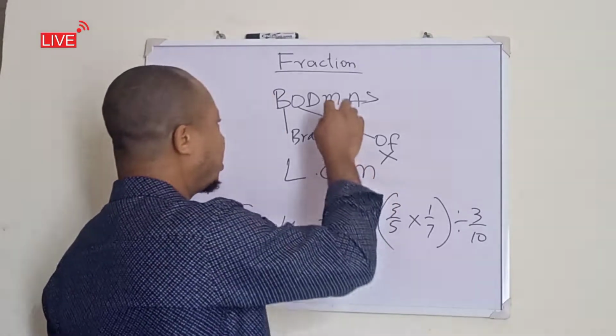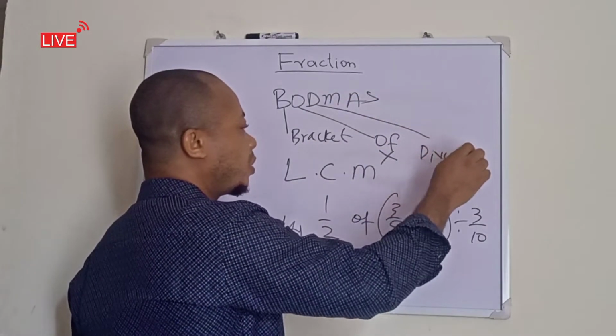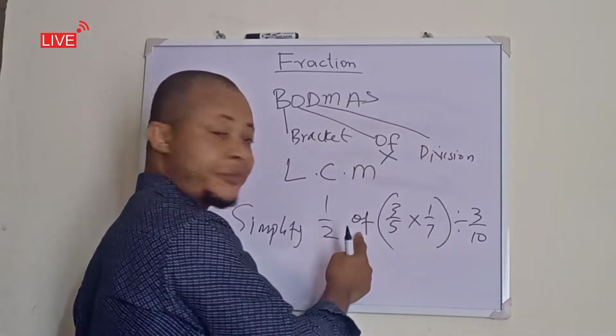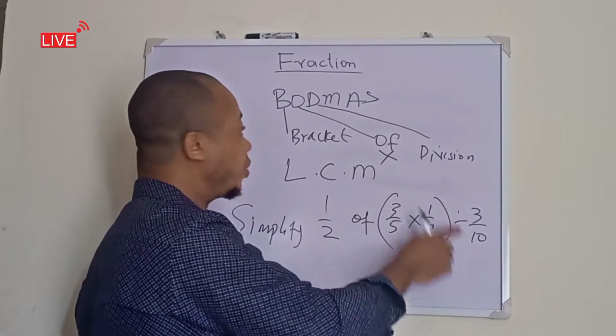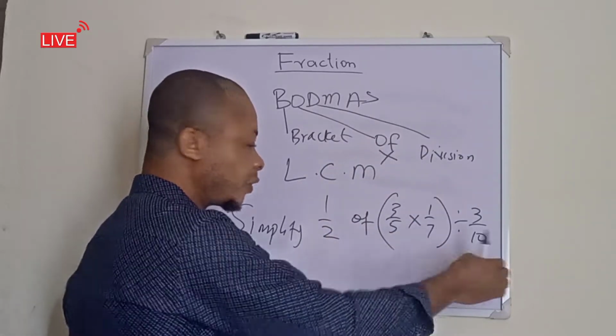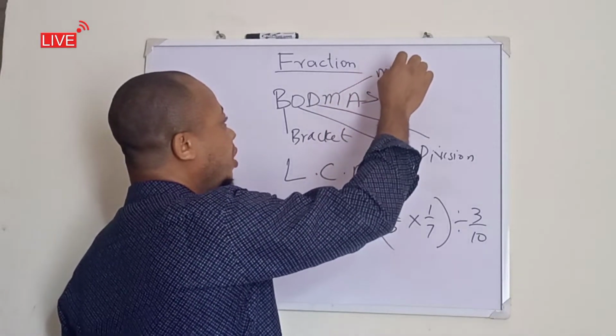Times. Then the next one is D, which is division. So anywhere you see division here, you go and solve it. After of, you go to division. So you see that BODMAS tells you the steps you will take in order to solve simple problems. Then M means multiplication.